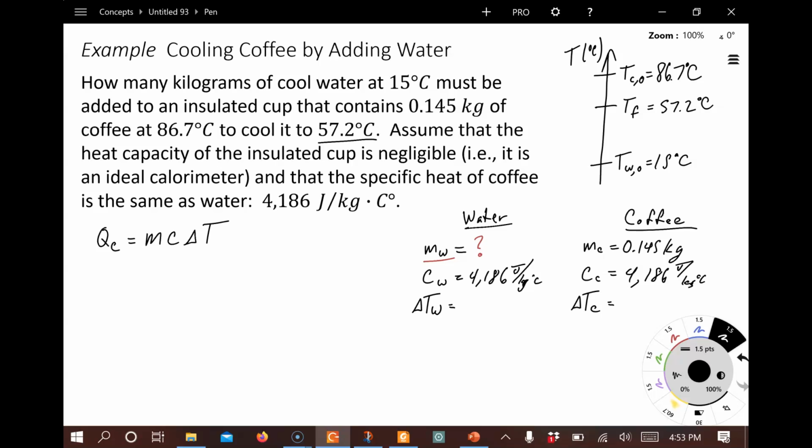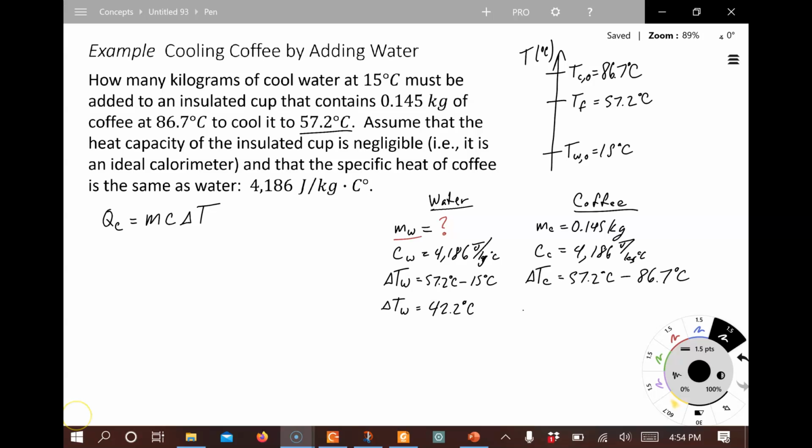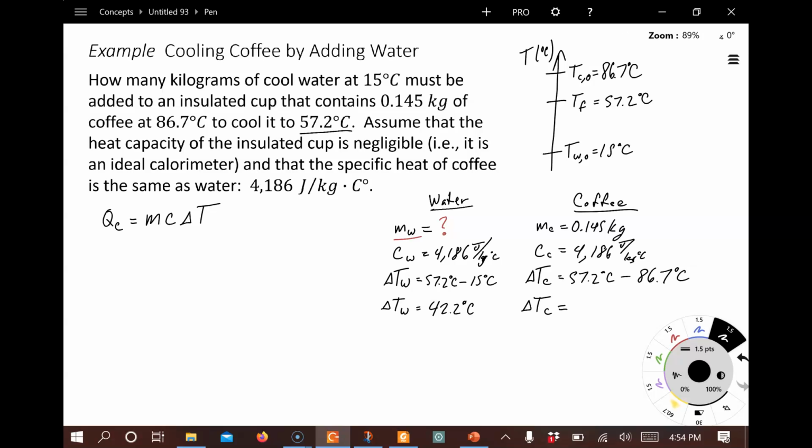And finally, we can do some calculations here. So for the water, the temperature change is the final 57.2 degrees Celsius minus the initial 15 degrees Celsius. That gives us a value here of 42.2 degrees Celsius. And for the coffee, we are going to have a final value of 57.2 degrees Celsius minus the initial value 86.7 degrees Celsius. And that gives us a value of minus 29.5 degrees Celsius temperature change.